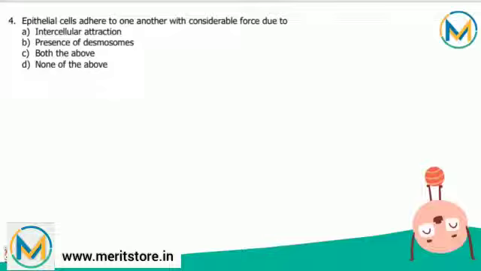Now, epithelial cells are adhered to one another by tight junctions, adhering junctions, and desmosomes. These epithelial cells are attached to a specialized form of the extracellular matrix. This extracellular matrix is called basement matrix. So, the correct answer for this question is option B, that is the presence of desmosomes. Correct answer, option B.